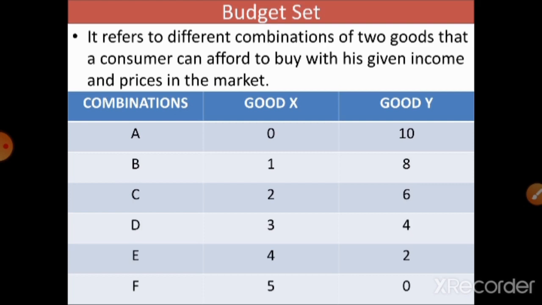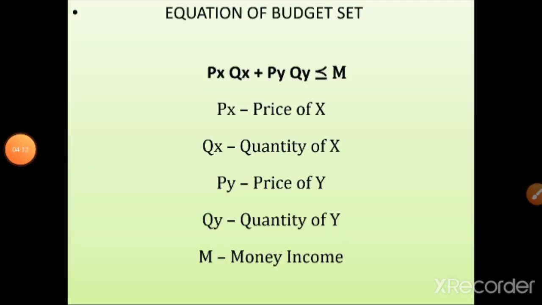A consumer bundle is a quantitative combination of two goods purchased by a consumer from his given income. Whatever income he gets, he purchases goods in some quantitative combination, so he has a large number of possible combinations of the two goods. Clear? The equation of the budget set is: price of X times quantity of X, plus price of Y times quantity of Y, is less than or equal to M, that is, money.